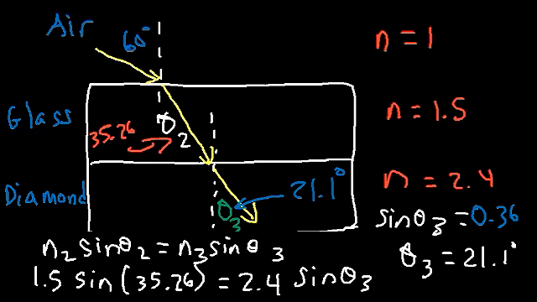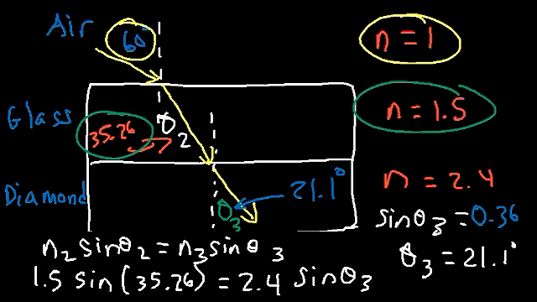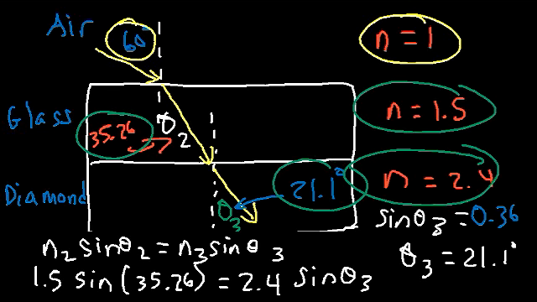So notice that the angle between the normal line and the ray decreases as n increases. So here we have a small value of n, but the angle is very large. And as n increases, the angle decreases. Here n is very high, but the angle is the smallest of the three.